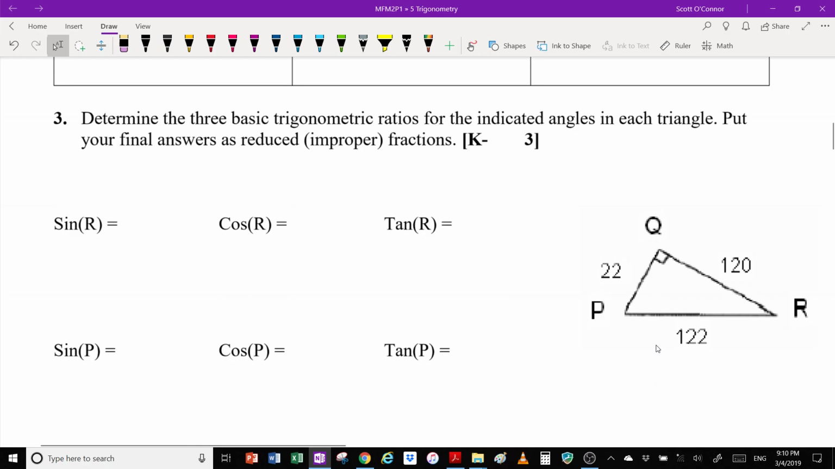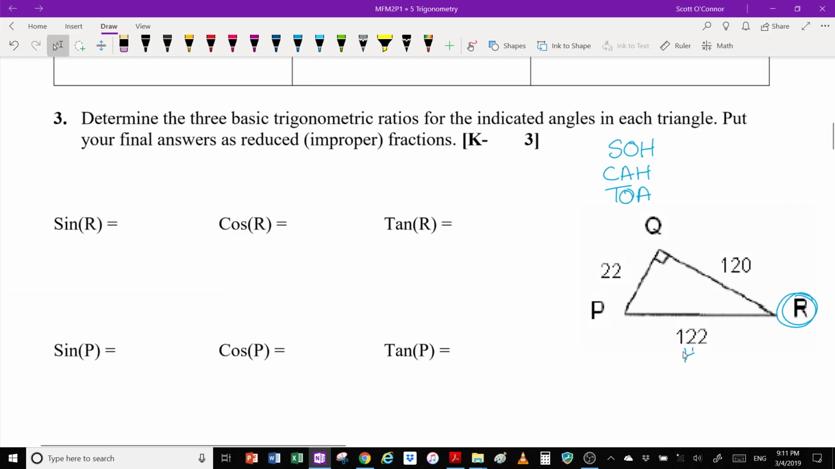If I do sine R, so that means I'm looking at this angle here, R, and I'm doing sine. Let's start by writing our SOHCAHTOA, and this will help us to do this. So if I'm doing sin r, that means opposite over hypotenuse.